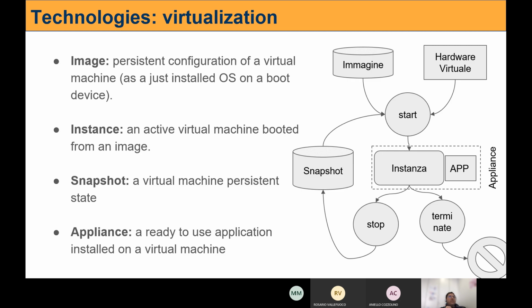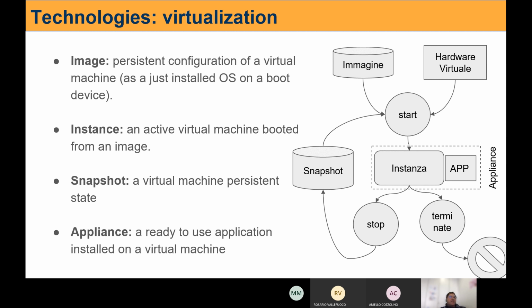How it works, virtualization. We have some key concepts in virtualization. We have images. What is an image? An image is a persistent configuration of a virtual machine. Just imagine an image as a hard drive where you just install a clean version of an operating system, and the application you need. It's completely clean. No one has used it before, it's ready to use.